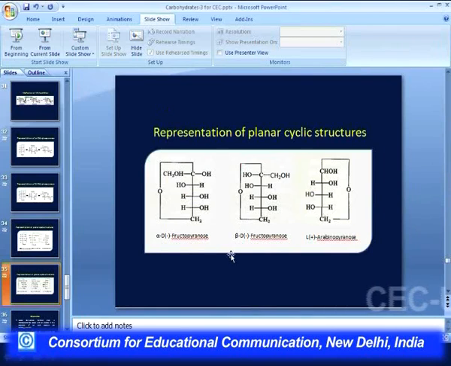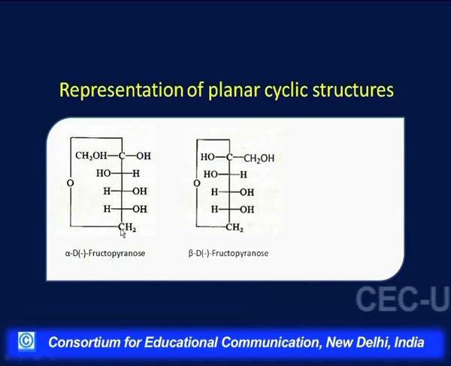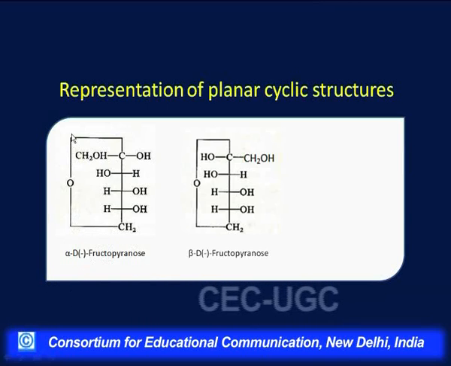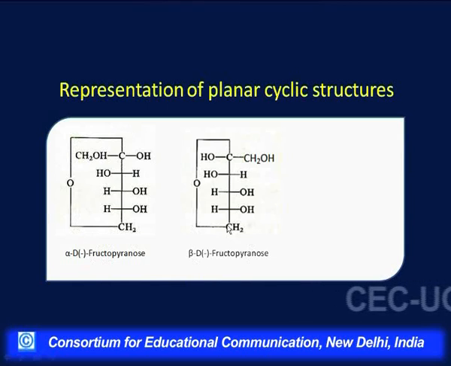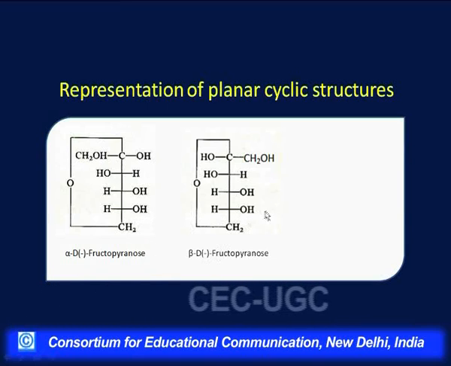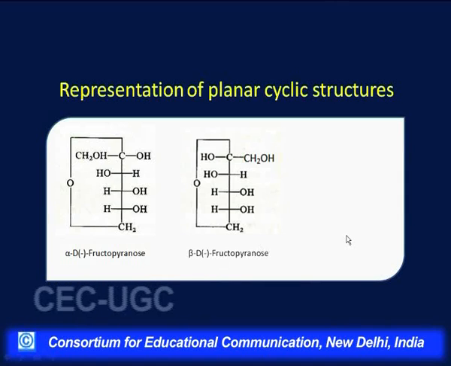So, this is alpha D minus fructopyranose. This is involving the hydroxyl from this carbon, but this compound is a levorotatory compound, so we are drawing the ring from the left side. This is again a levorotatory compound, whether it is D or L does not matter now. In both the cases it is D, the hydroxyl on this carbon is placed on the right hand side, but we will draw the ring from the left hand side because it is a levorotatory compound.